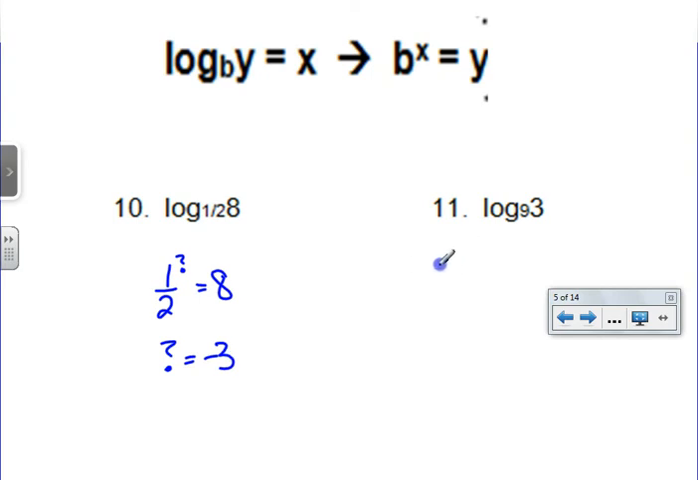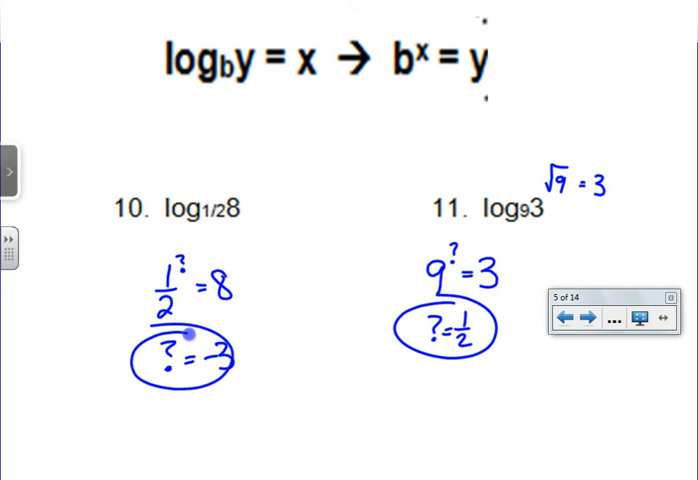And then on number 11, 9 raised to what power would give me a 3? Now this is kind of unique, because we have to think about how to break a number down to something smaller while still raising it to an exponent. The relationship I see between a 9 and a 3 is that if I took the square root of 9, that would equal 3. So I have to think about what exponent represents a square root, and that exponent is 1/2. So the answer here is 1/2, and the answer here was -3.